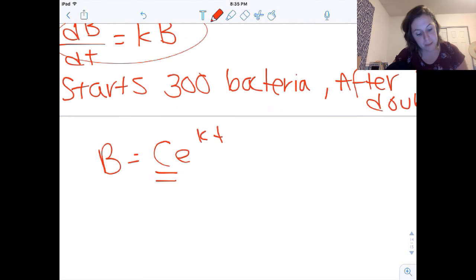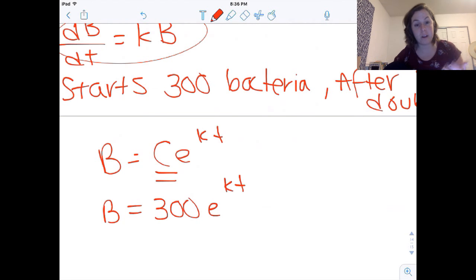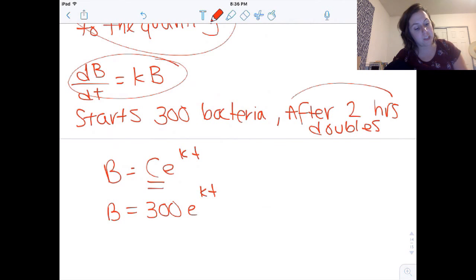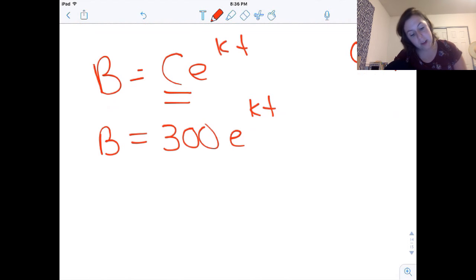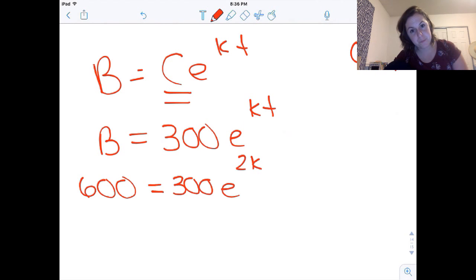And I need to solve for k. I don't know it, right? t is a variable. t is our independent variable, but I need k. So I'm going to use my other value that I know, which is after 2 hours, it doubles. So this would be the coordinate 2 hours, there would be 600. So 600 would equal 300 e to the 2k, because time is 2. So divide both sides by 300. 2 is e to the 2k.